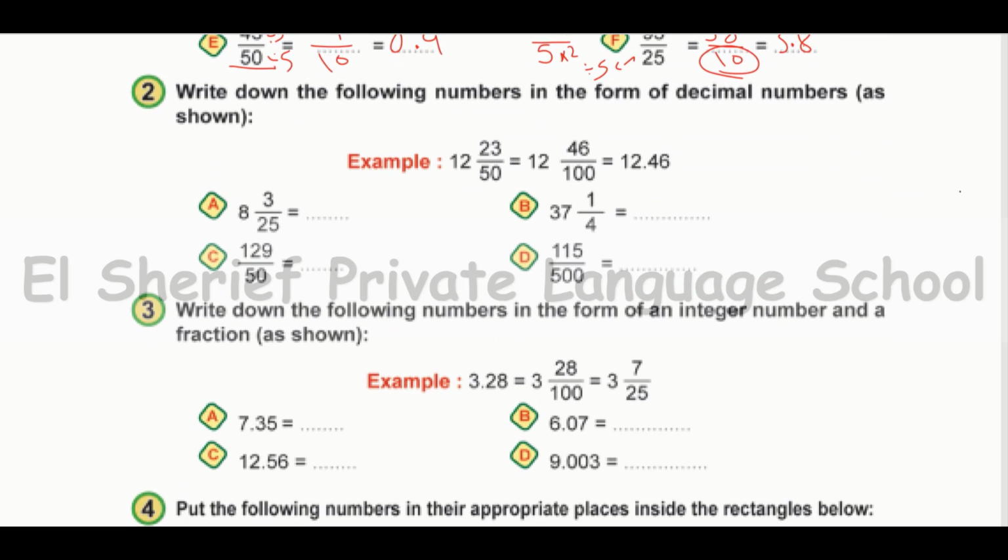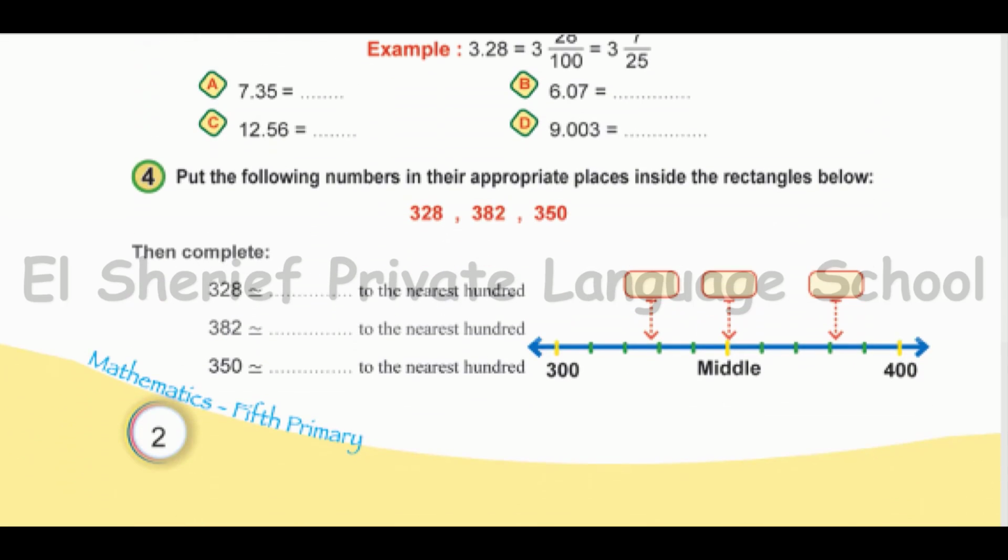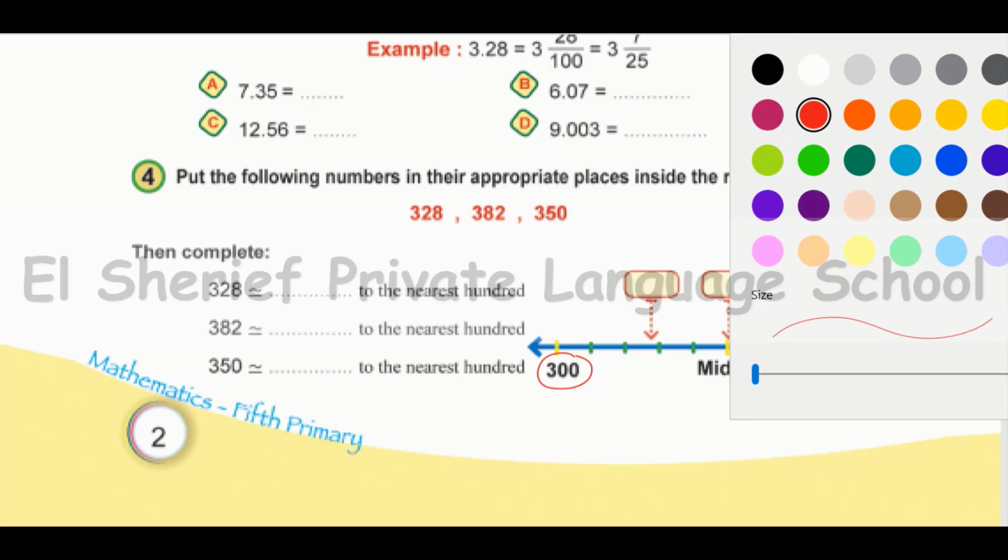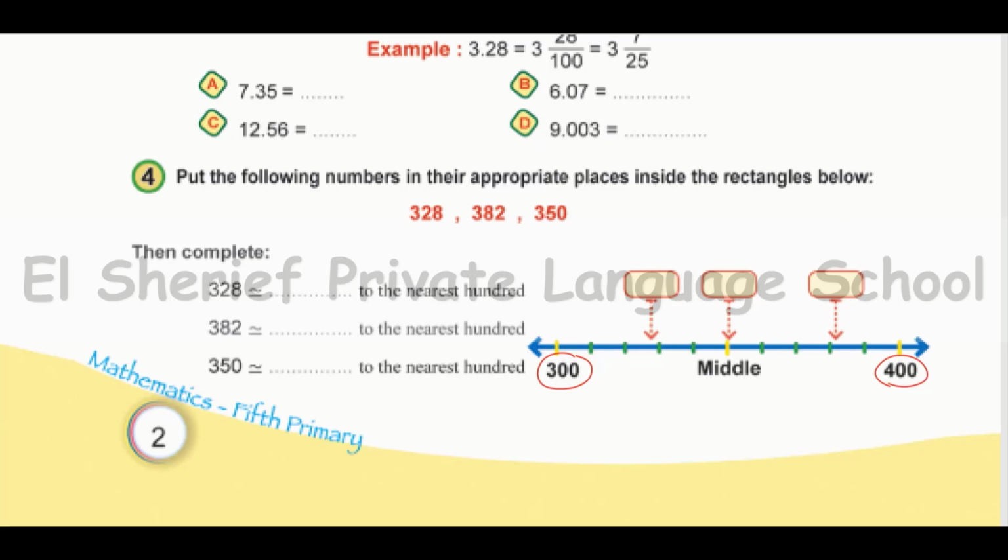Another question. Put the following numbers in their appropriate places inside the rectangle. Here we have a number line. We have 300 and 400. All these numbers are between 300 and 400. We can put these numbers on the number line.